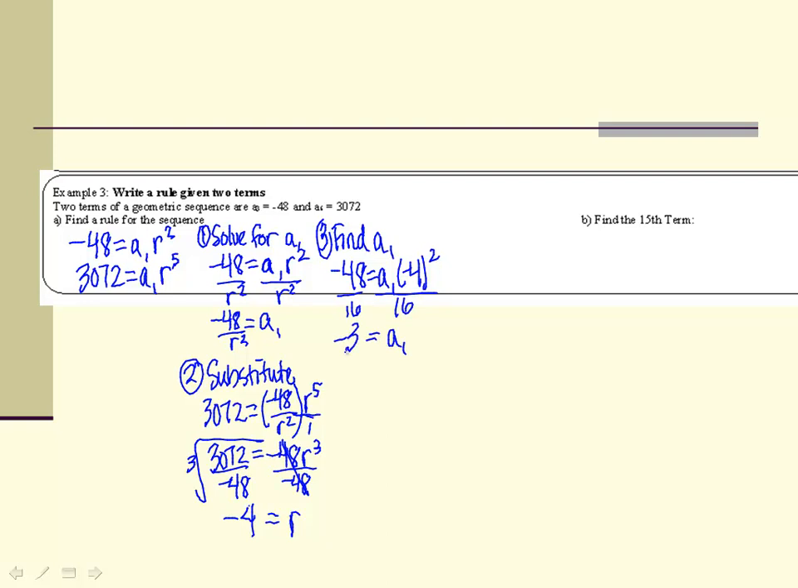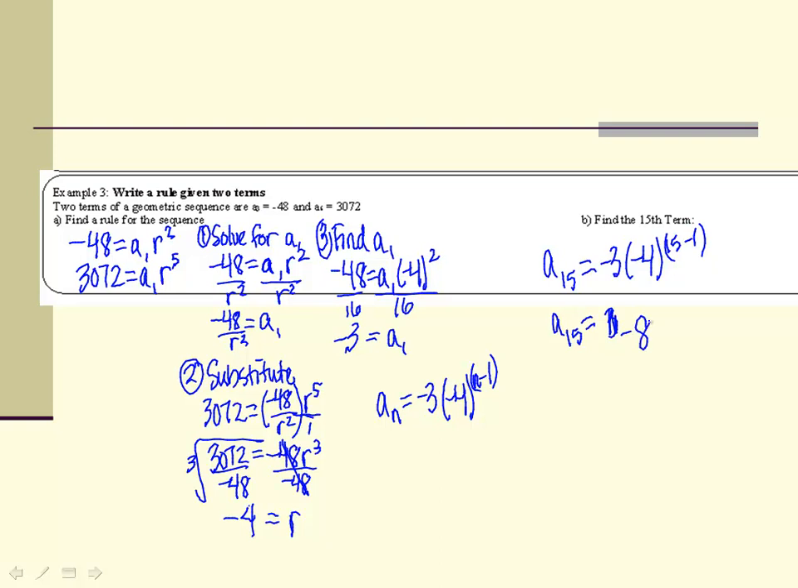So I now have a sub 1 and r. I can write my general rule. So that's a sub n equals negative 3 times negative 4 to the n minus 1 power. Now that I have finally found my equation, I can find the 15th term. So a sub 15 equals negative 3 times negative 4 to the 15 minus 1 power. And if you put that into your calculator and simplify, which again, you should pause it and try to do, you'll get negative 805,306,368.